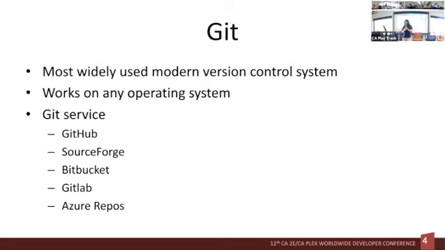the most widely known modern version control system is Git. I think when you mention Git, most people would know and work with it. To show you why it's so important, it works on any operating system. What I mean is it works on IBM i, on Z series, not just laptops, Mac OS or Windows. It works on any. The most common Git services that you might have seen or heard of are GitHub, SourceForge, Bitbucket, GitLab, and Azure Repos. For our demonstration today, we'll be using Azure Repos.